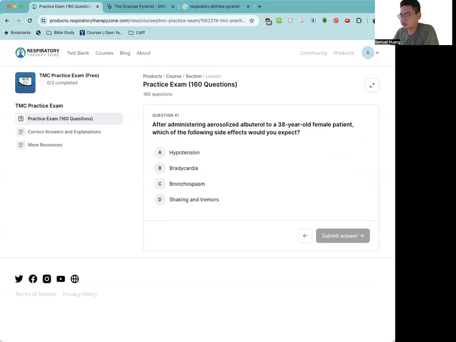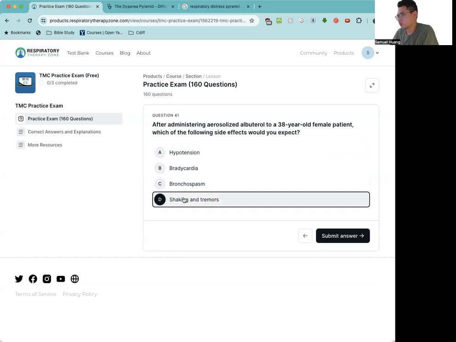Albuterol, what side effects? Tachycardia, shaking tremors. So not bradycardia, but shaking tremors, not hypotension. All right, nice.